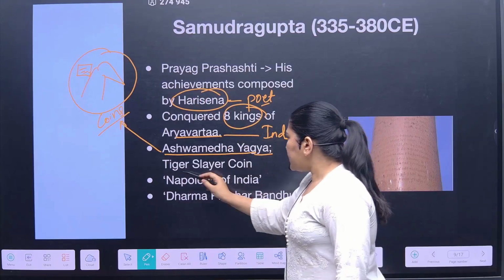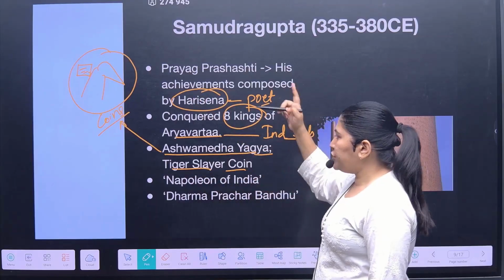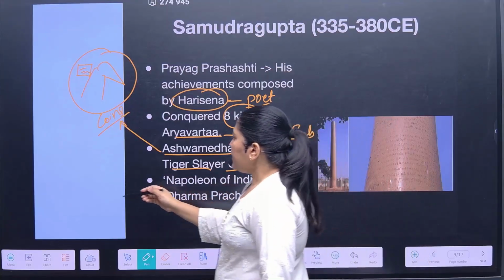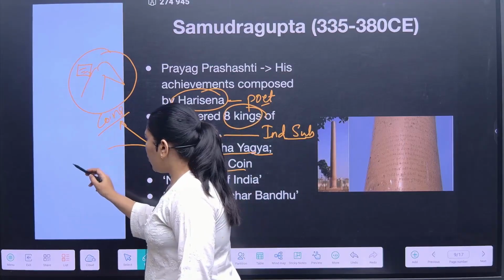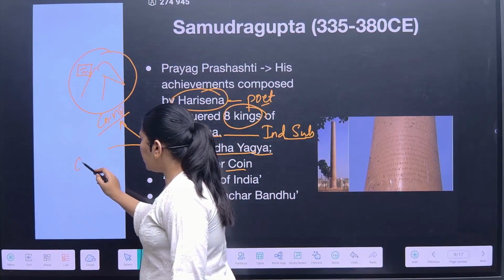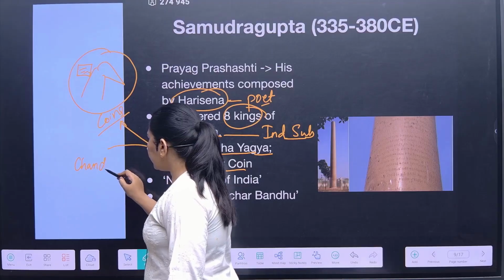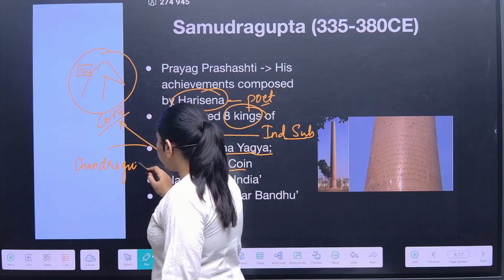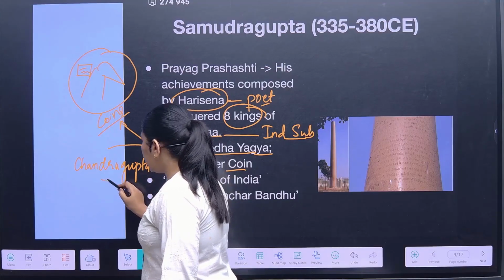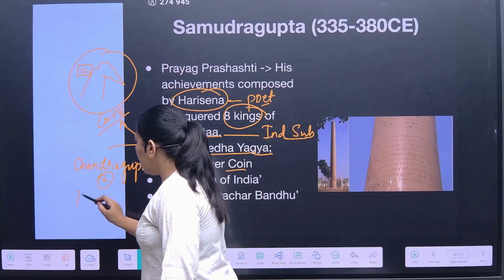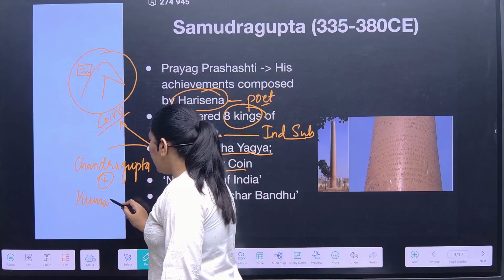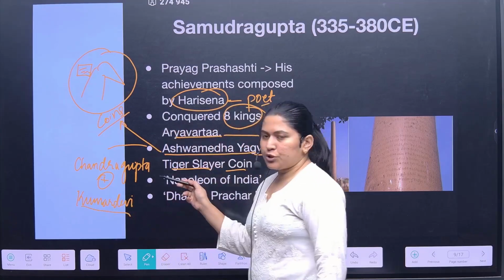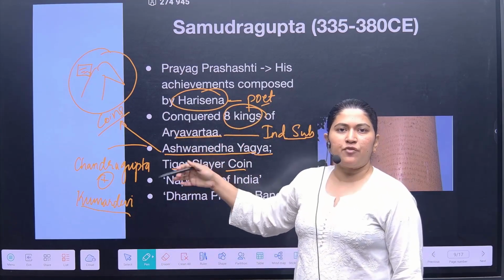Okay, after that the tiger slayer coin was also issued during Samudragupta, and in fact during Samudragupta only there was an issuance of the coin of the marriage of Chandragupta and Kumar Devi of Nepal. So he had issued the coin of his mother and father's marriage.